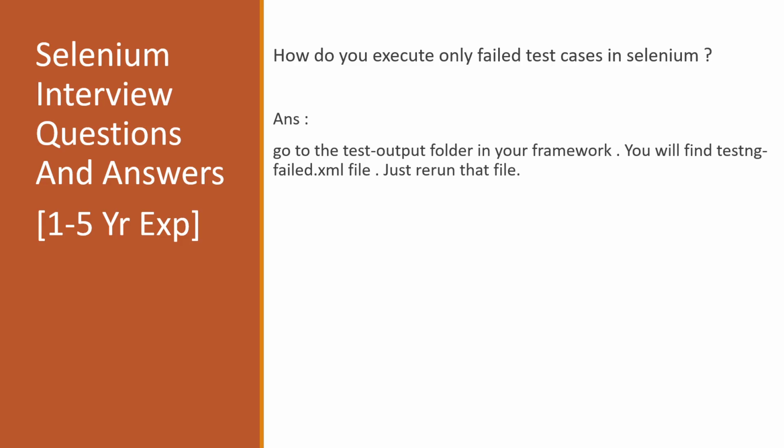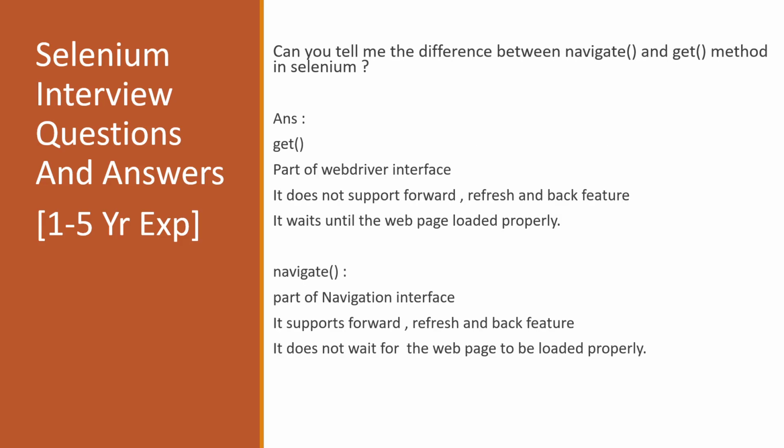Coming to the next question, can you tell me the difference between the navigate and get methods in Selenium? If you use driver.get and then mention the URL, the WebDriver will redirect to that website and launch it in the browser. Navigate also does the same thing: if you use driver.navigate().to(URL), it does the same. Then what is the difference? The difference is that the get method is part of the WebDriver interface, and it does not support forward, refresh, and back features.